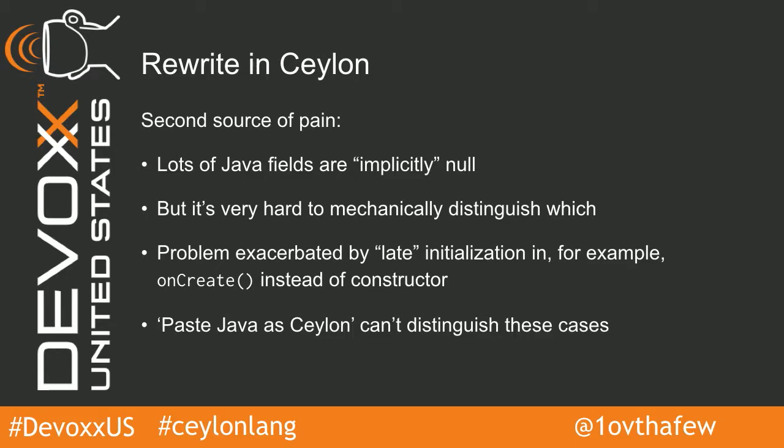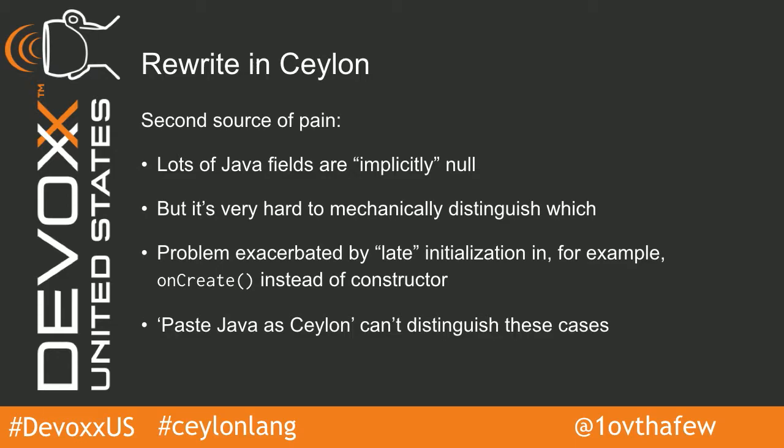But it's very hard for the Ceylon to Java tool to mechanically distinguish which of those fields are implicitly null and which aren't, right? Which are actually initialized within a constructor or whatever. The problem is exacerbated by some nasty patterns that are used in the Java world, which probably shouldn't be used, where instead of initialization being done in a constructor, it is done a little bit later in some sort of callback method, like on create or initialize or after or something.